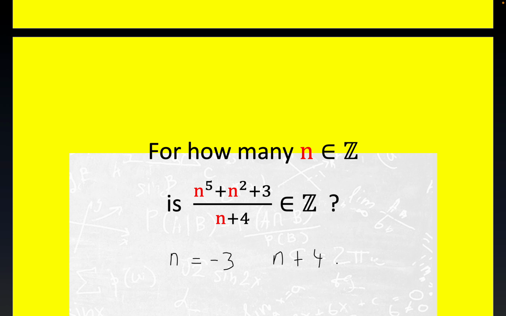All right, so that's a no-brainer, right? We don't have to calculate the numerator. If n is equal to -3, we have 1 down here, so whatever the numerator is, this is going to be an integer. And so there's at least 1. We know that right now. But how many total is the question.